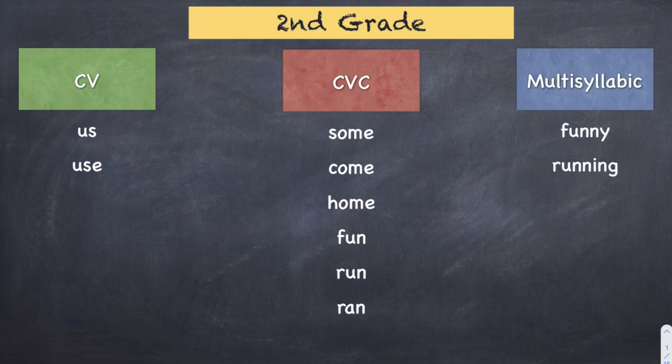So you see, for our second grade words, we have 3 different categories. The first one, CV, for the words us and use. And even though the letter E is in that word use right there, it still only makes 2 sounds because that E is silent. Same thing applies to our CVC words for the words some, come, and home. The E is silent, so that's why it only makes 3 sounds instead of 4. And our last one, multisyllabic words. Fun-ny, run-ning, right? 2 syllables.